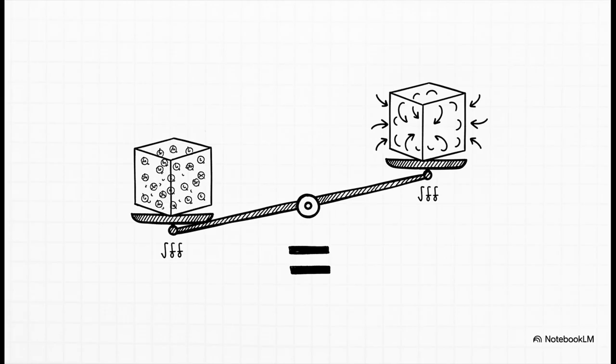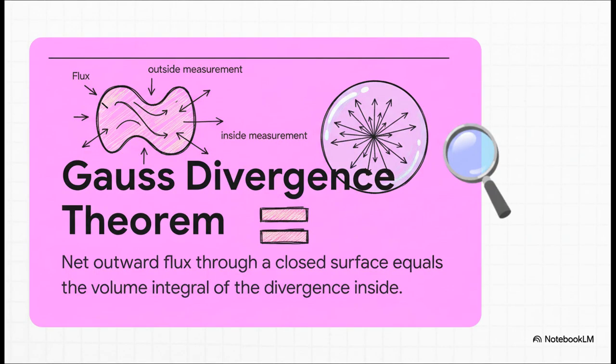The total sum of all the sources and sinks inside the box has to equal the net flow of water out of the box. When you say it like that, it just feels intuitive, almost like a law of nature. And that's exactly what it is, a deeply powerful mathematical truth. And here it is, in all its mathematical glory. But hey, don't be intimidated by the symbols.